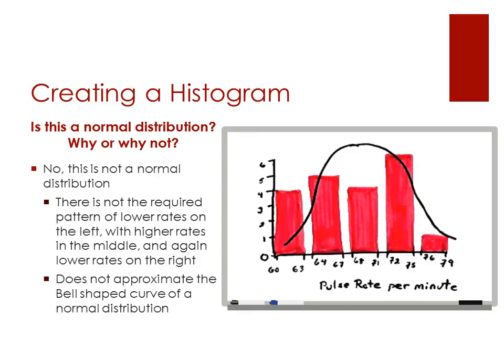This is not a normal distribution. We do see that it does not follow the required pattern of lower scores on the left with higher scores in the middle, and again lower scores on the right. So it does not approximate the bell-shaped curve of a normal distribution. All right, and what I've drawn on for you here, the black line, is an approximation of the bell-shaped curve and what we expect a normal distribution to look like.